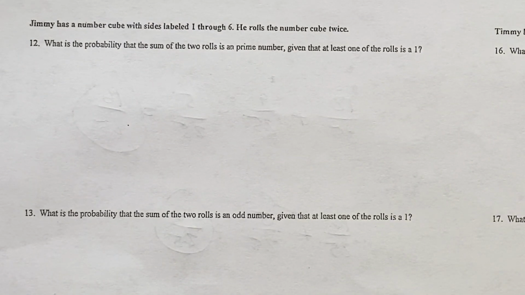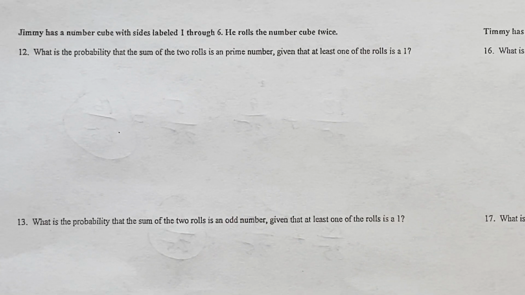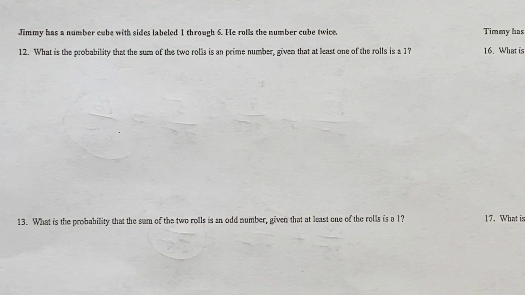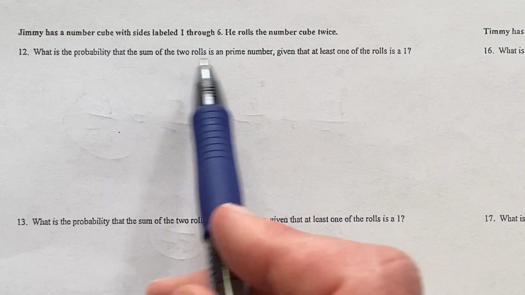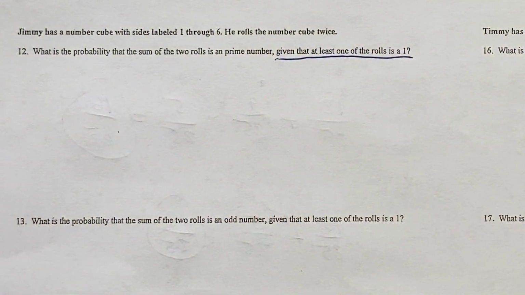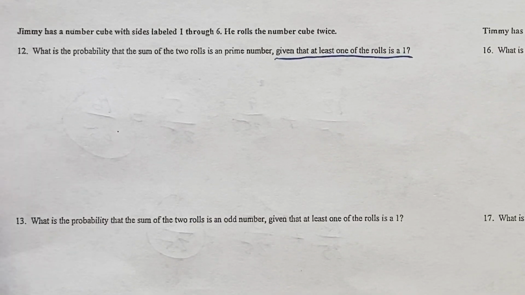All right. What is the probability? First of all, Jimmy, my boy, has a number cube, a die. Multiple would be dice. With sides labeled 1 through 6. He rolls the number cube twice. What is the probability that the sum of the 2 rolls is a prime number? English check there. Given that at least one of the rolls is a 1. That means I'm only going to look at the ones with a 1 on it.